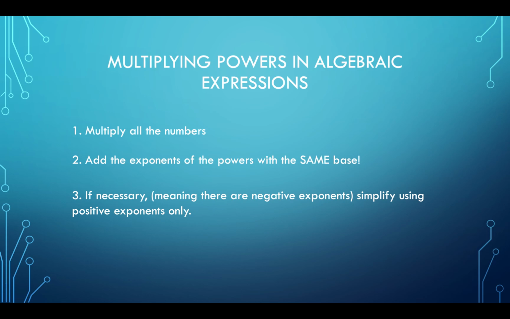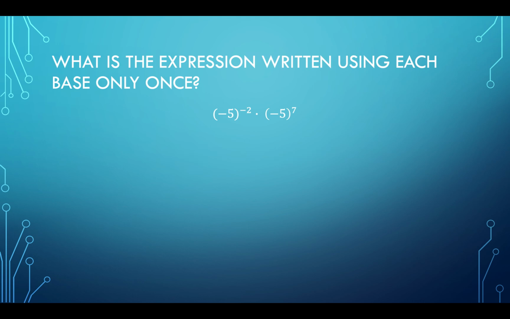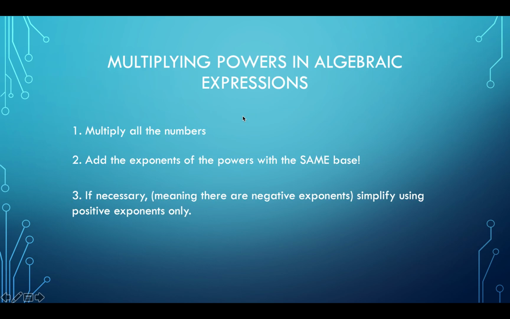Now we're going to do multiplying powers in algebraic expressions. There's going to be a couple rules you have to follow. Your first thing, you're going to multiply all the numbers together. Second, you're going to add the exponents of the powers with the same base. So like in this example over here, how we have negative 5 and negative 5, they're the same base.